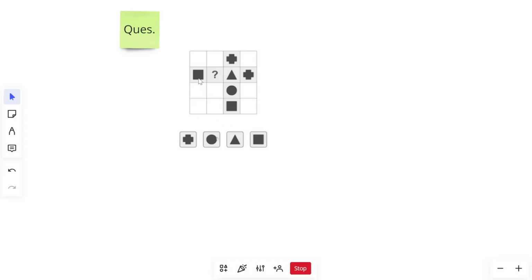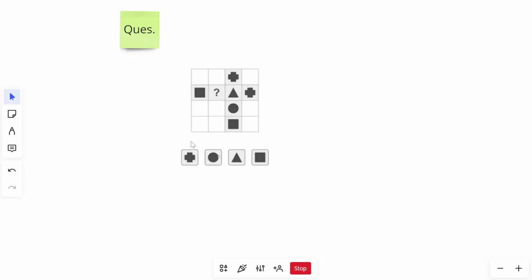See, the concept is in this row, all three are already coming. The three symbols like square, triangle, and plus. So these three cannot be the answer. Okay, plus, square, triangle cannot be the answer. The only option that is left is circle. So that is why the question mark needs to be replaced with circle in this case.